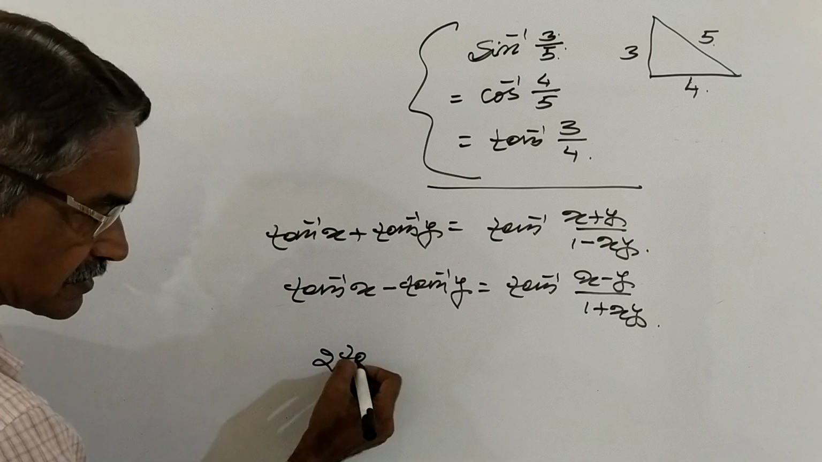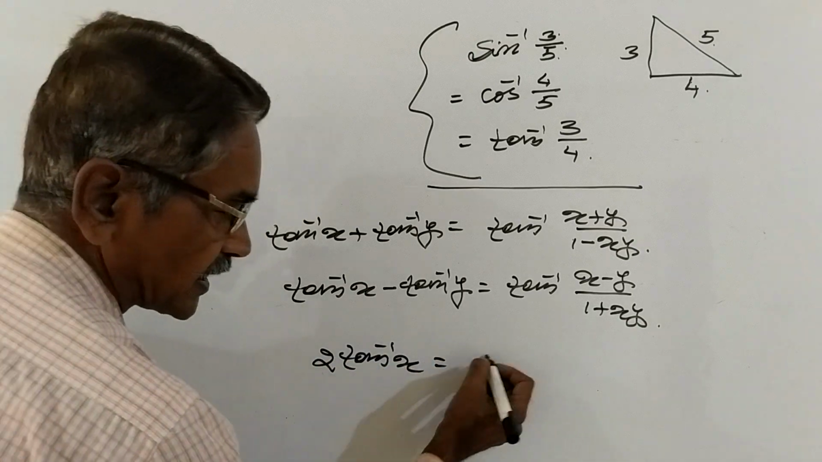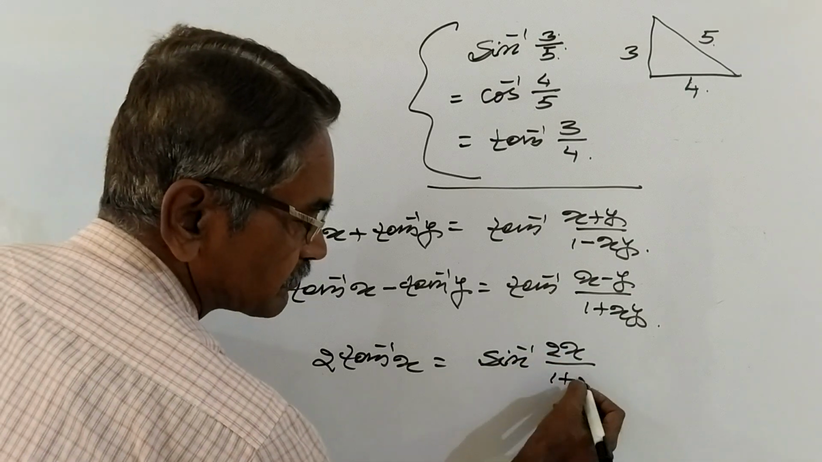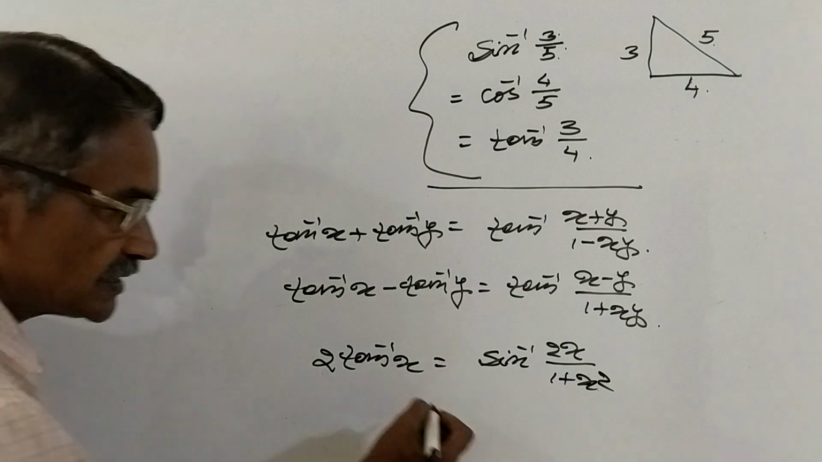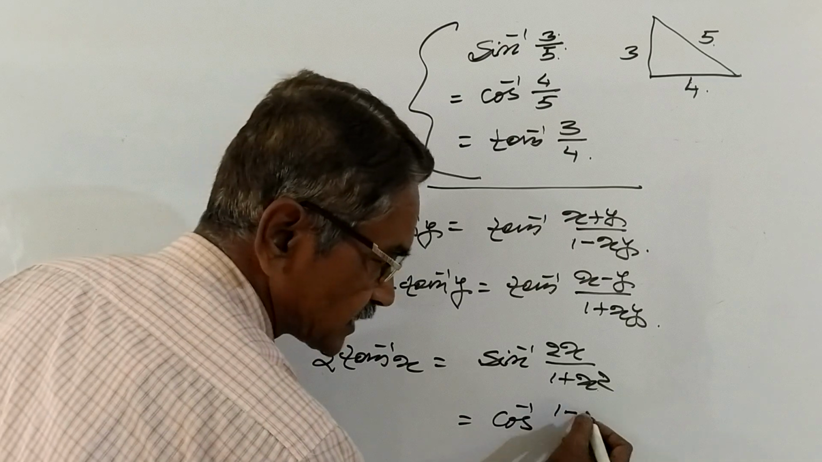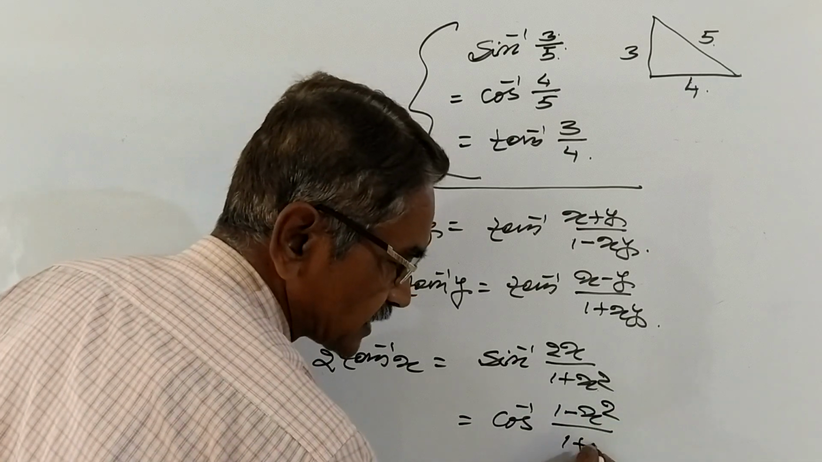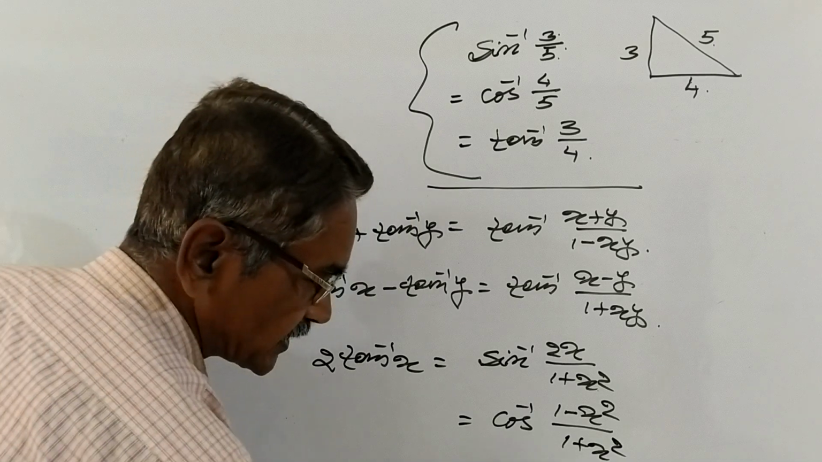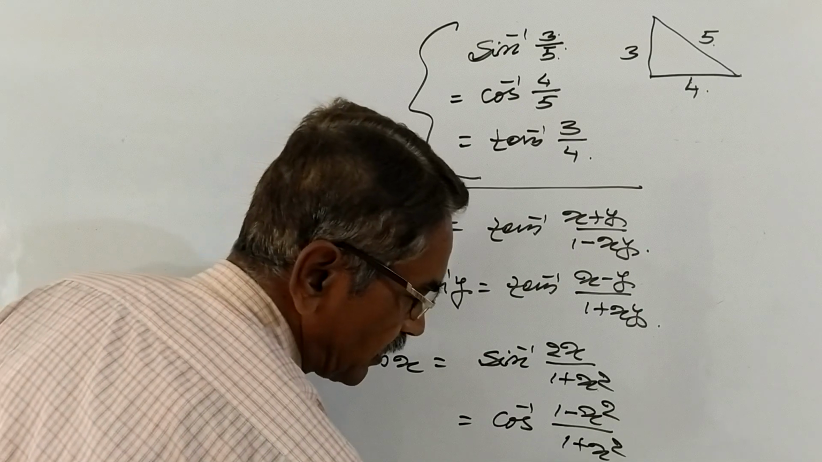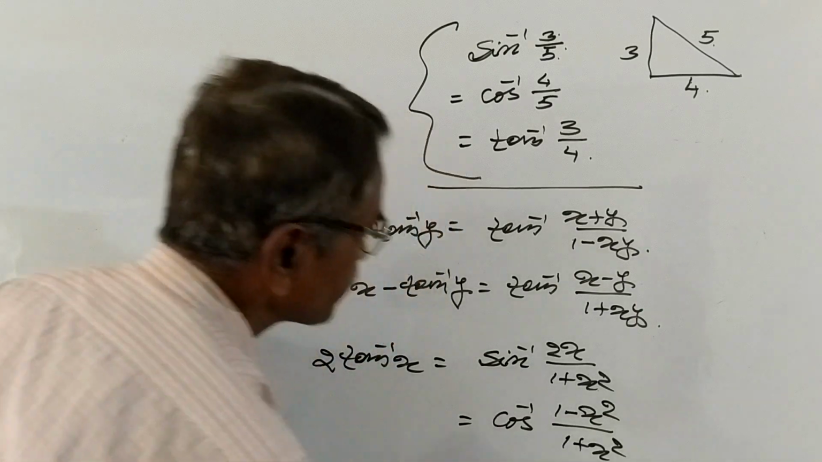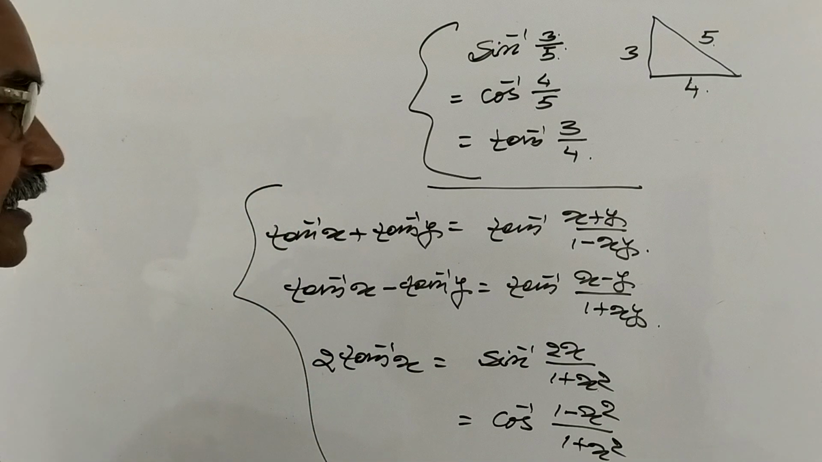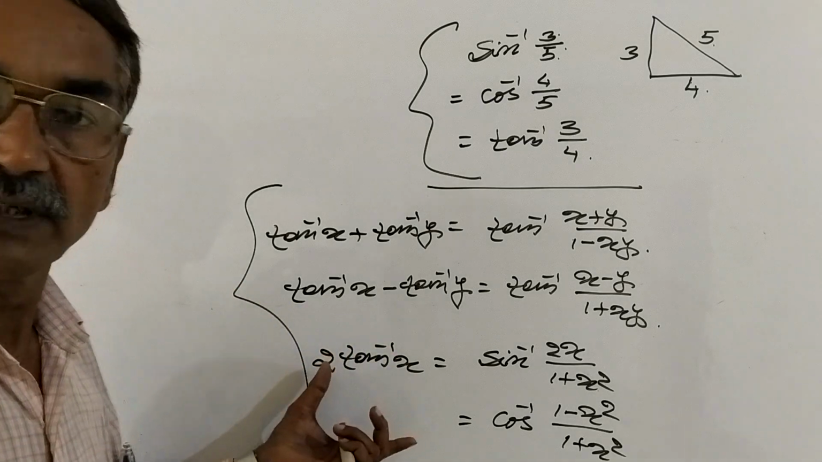2 tan inverse x can be written as sin inverse 2x by (1 plus x square). This can also be written as cos inverse (1 minus x square) by (1 plus x square). Can also be written as tan inverse 2x by (1 minus x square). These formulas are frequently used in inverse trigonometry. You must remember these formulae.